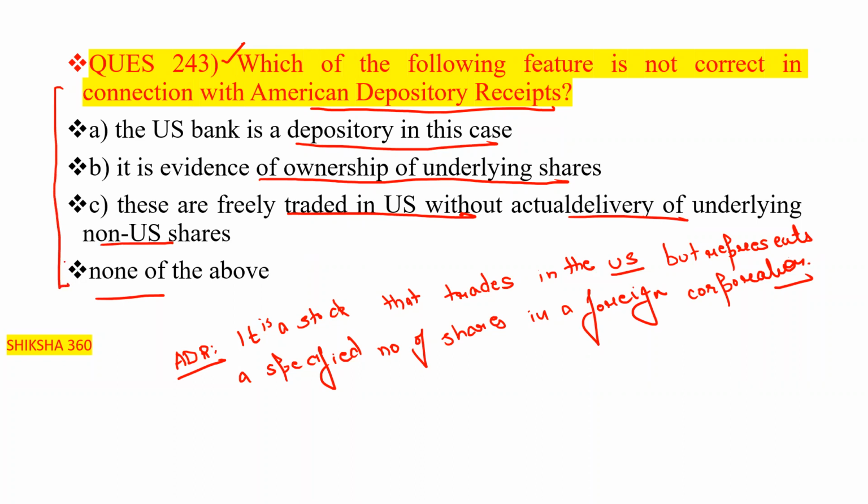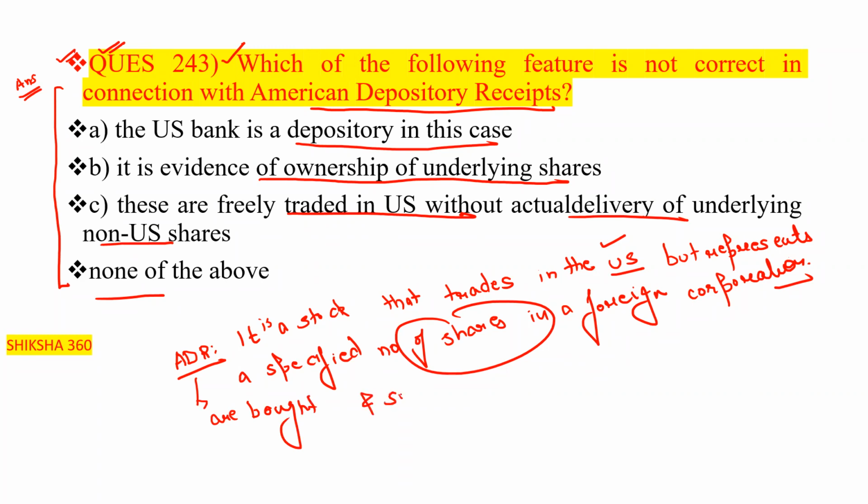It needs a little thinking over the question, so I request all of you to think over the question and comment the answer in the comment section. I will tell you the answer in the end. In the meanwhile, you can think over that. Now move to the next question. I have already told you the definition: it is a stock that trades in the US but represents a specified number of shares in a foreign corporation, and ADRs are bought and sold on American markets.